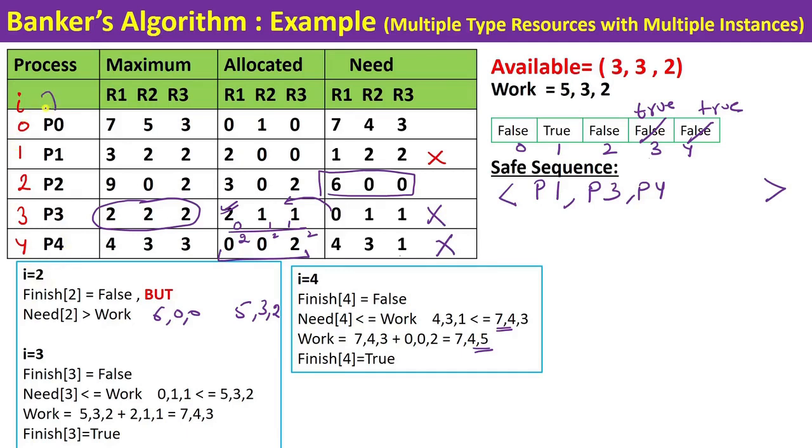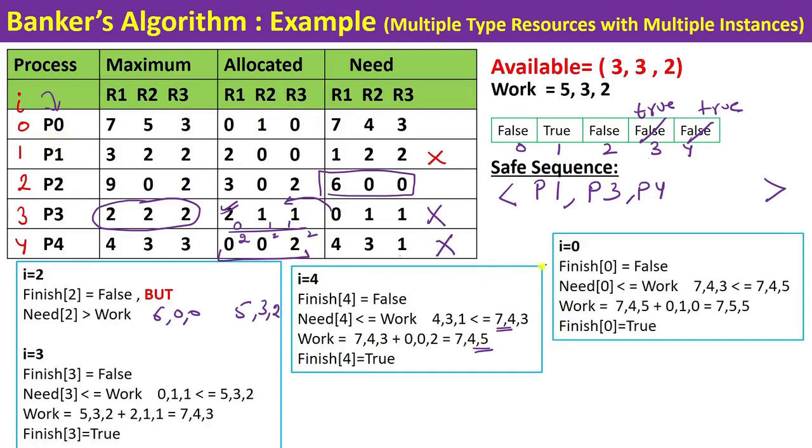Any process that has a finish value of false, just check those processes. So I will come again to P0. I will come to I equal to 0 and I will ask, are you finished or not? The I equal to 0 process will say, I am false. I have not yet been completed. My request has not been fulfilled.